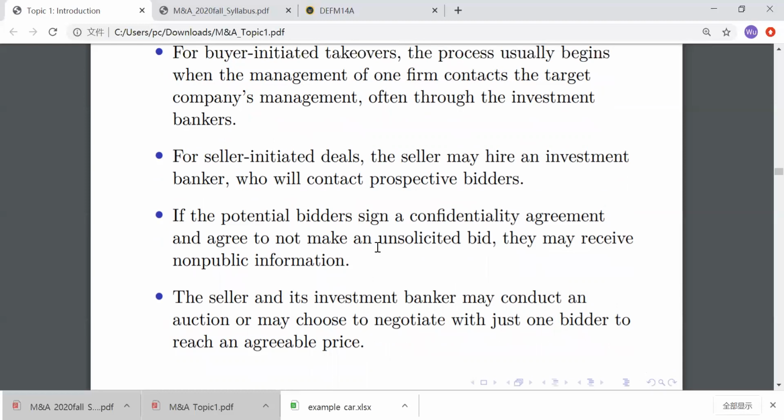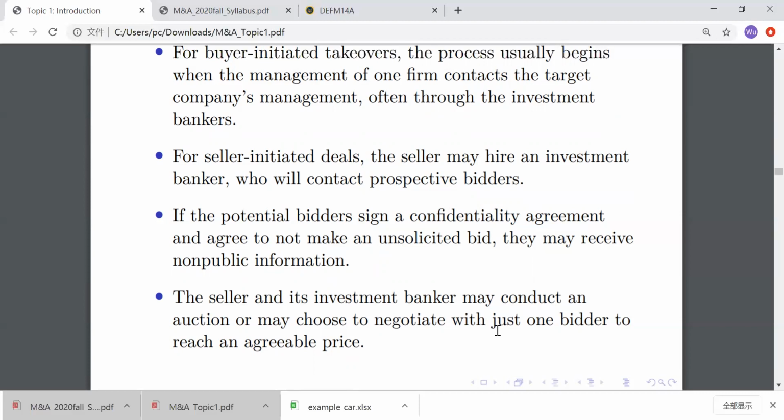And in this merger negotiation process, the seller and the investment banker might also conduct an auction, right? And they choose to negotiate with just one bidder to reach an agreeable price, right? For example, initially the seller targets 5 bidders, right? And then these 5 bidders, the 5 companies, participate in this auction, right? And then each of them submits a price, right?